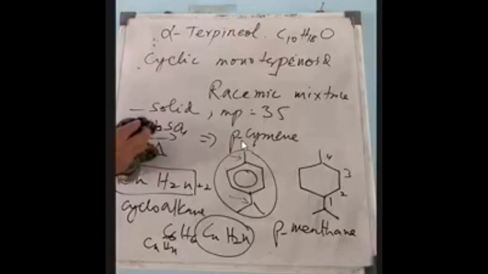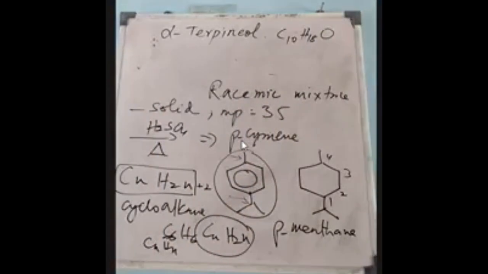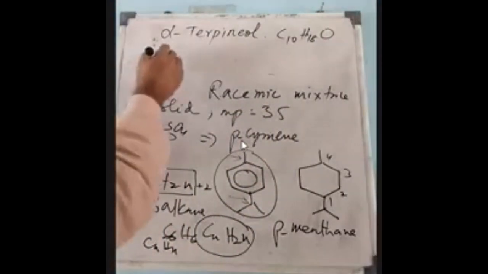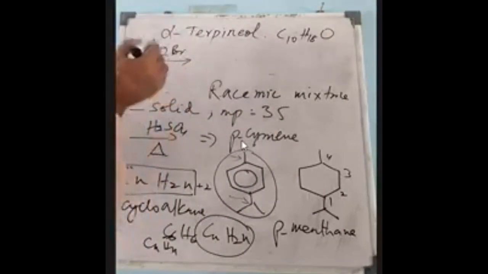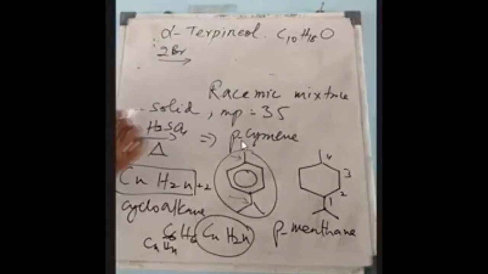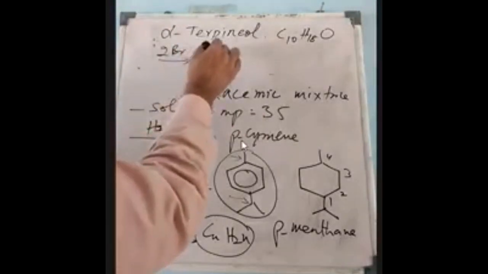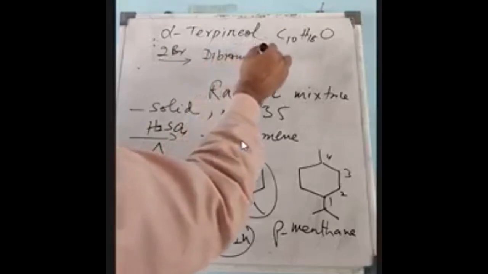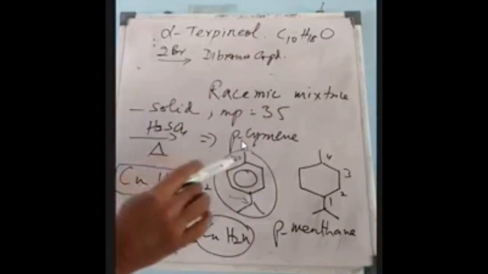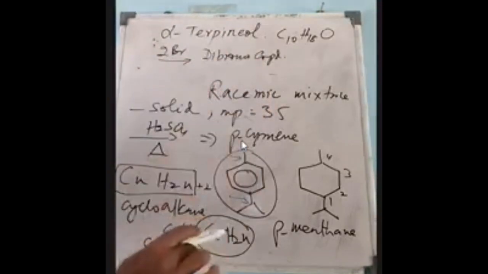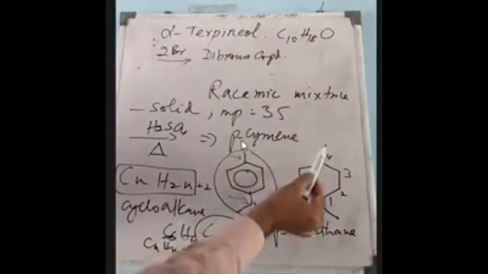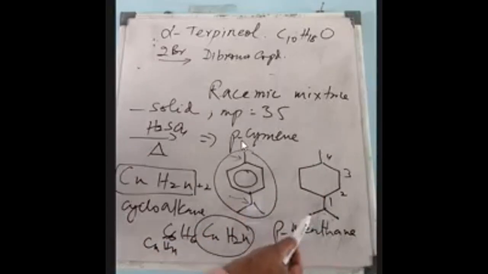Double bond check: yes. When alpha terpineol was treated with bromine, two bromine atoms, or one bromine molecule, were added to form the addition dibromo compound. This suggested that the compound contains a double bond, but only one double bond. It is not yet decided whether the double bond is inside the ring or outside the ring. It may be present over here, or over here; these are the different positions.